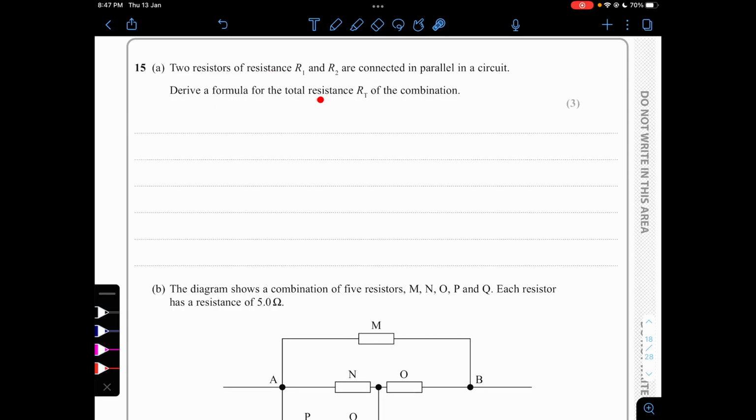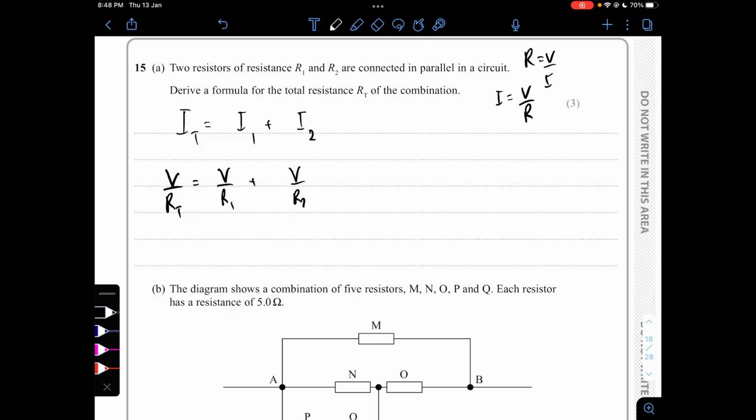Derive a formula for the total resistance RT of the combination. It's actually pretty simple. So what can we say about the current in parallel? What adds up in a circuit in parallel? It's IT, right? Which is I1 plus I2. Now what's another formula for our current? We know that R equals V over I, so I would be V over R. So we know IT is V over RT, which equals V over R1 plus V over R2.